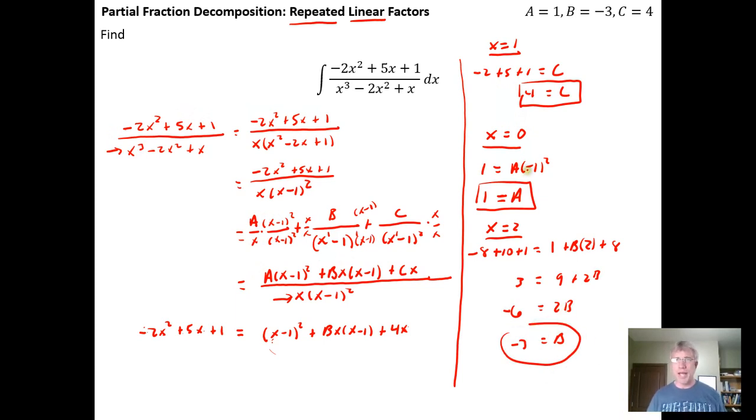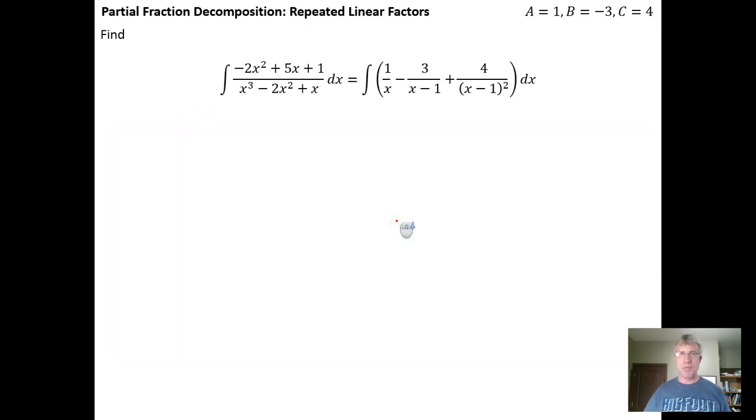So once we've found a, b, and c, we know what to put here, here, and here in order to decompose this original ratio into a sum of 3 ratios. I've set this up on the next slide because I knew this slide would run out of room. On the next slide, I've substituted in the values for a, b, and c. So finding the original integral is the same as finding this integral right here.